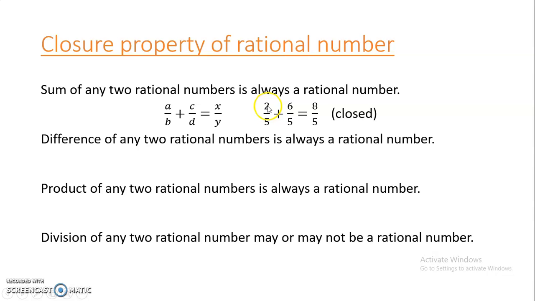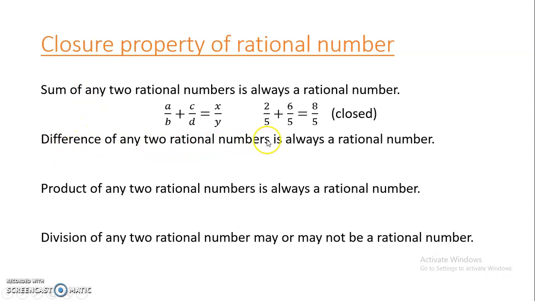When we add them, how will we add them? Just add the numerators because the denominators are same. So 2 plus 6 gives you 8 by 5. So this 8 by 5 is again a rational number, or again in the form of p by q. So we can say that this is closed. Okay, the sum of any two rational numbers is always a rational number. Sum of any two rational numbers is closed under the closure property.